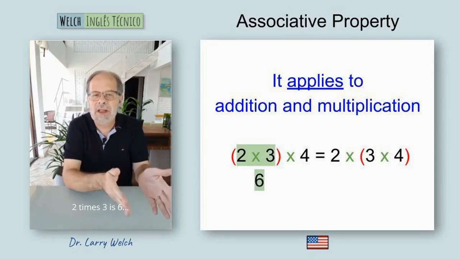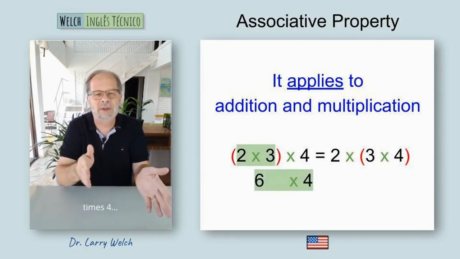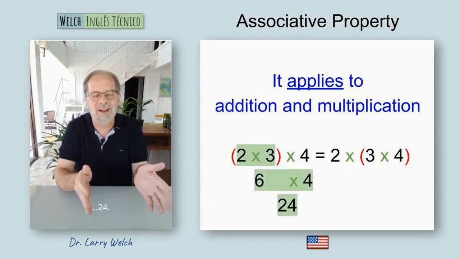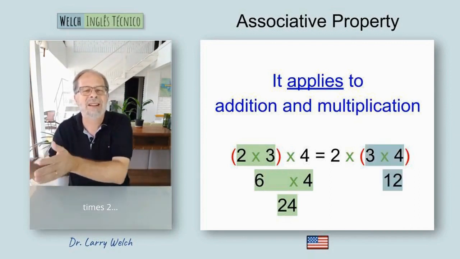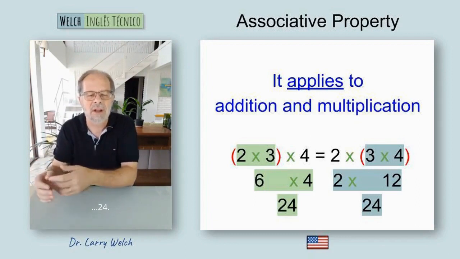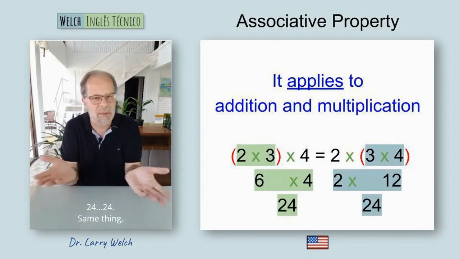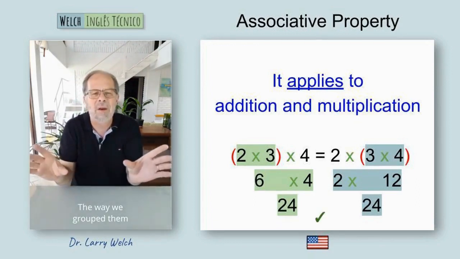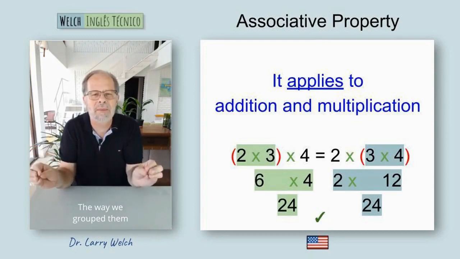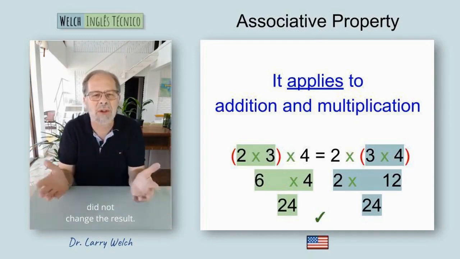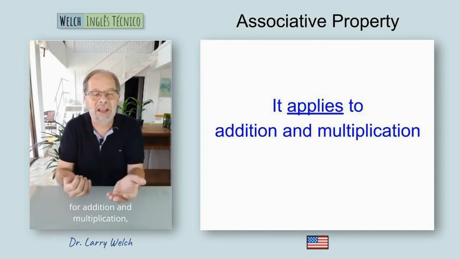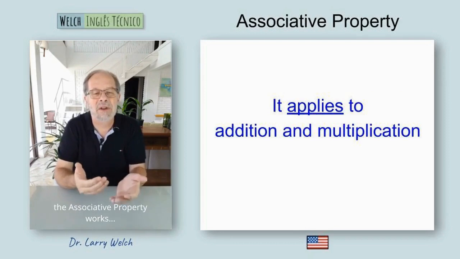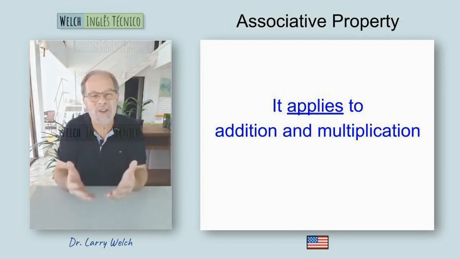2 times 3 is 6, times 4, 24. Or 3 times 4 is 12, times 2, 24. 24, 24, same thing. The way we grouped them did not change the result. Therefore, for addition and multiplication, the associative property works.